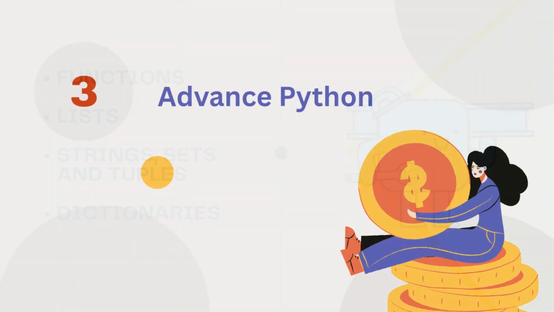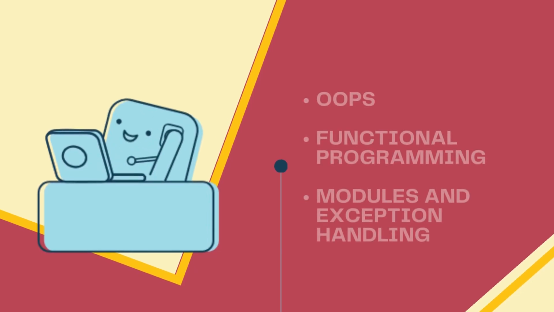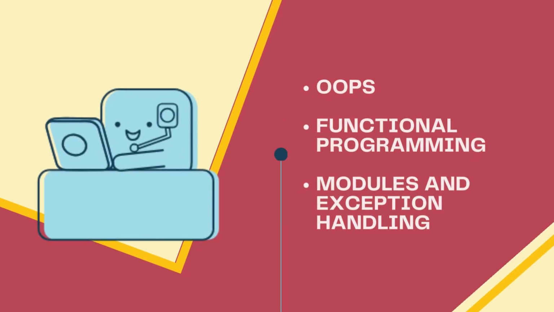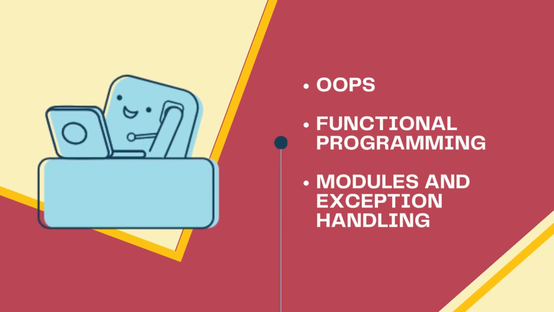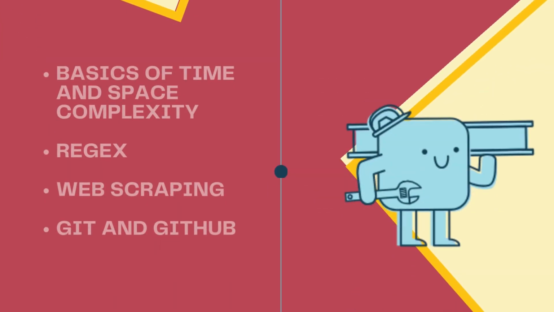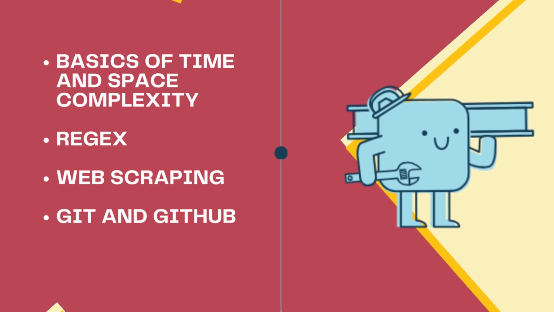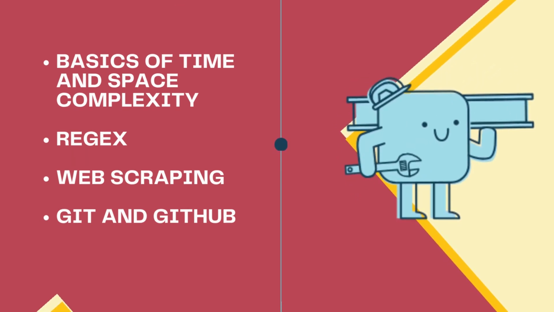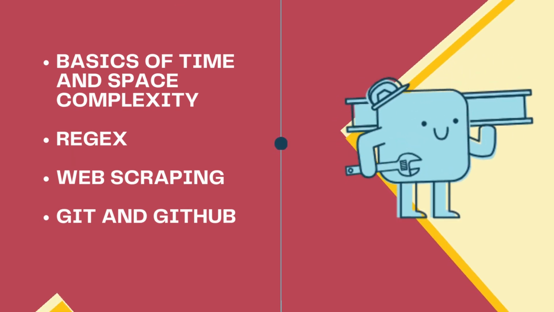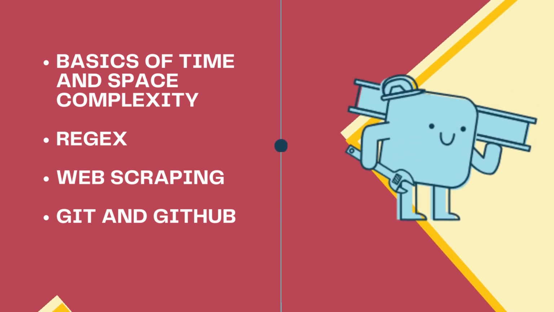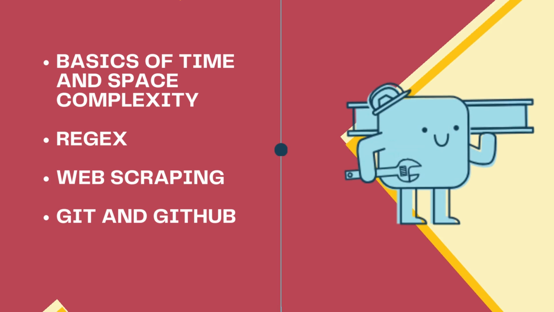Then in our third module we will learn advanced Python. Once you are comfortable with the basics, you will move on to advanced Python. Here you will learn object oriented programming, like OOPs, functional programming, modules and exception handling, basics of time and space complexity, regex and web scraping, and even a little bit about Git and GitHub for version control. In this module we will write production ready and optimized code.